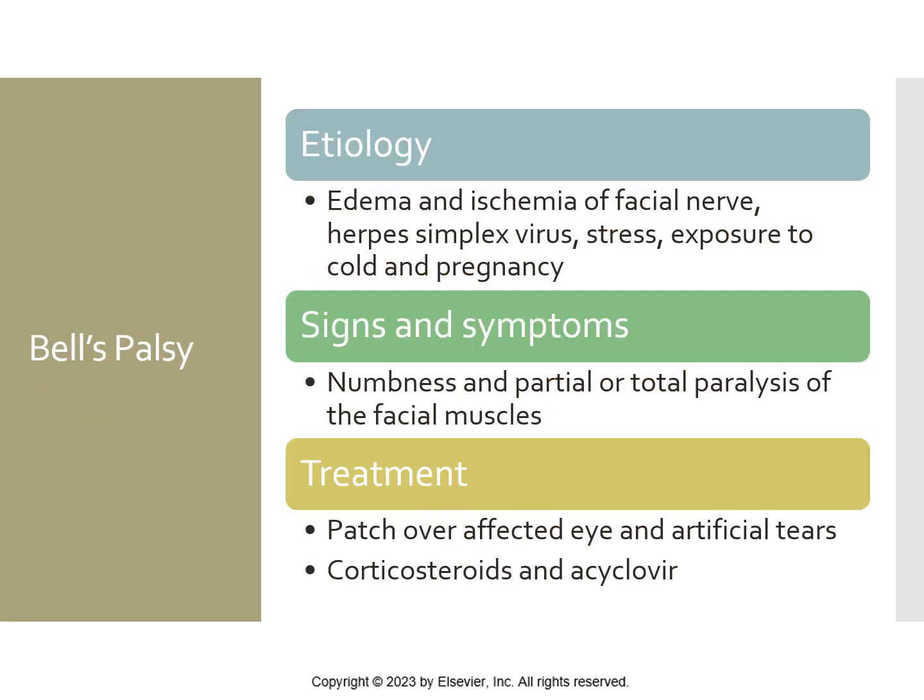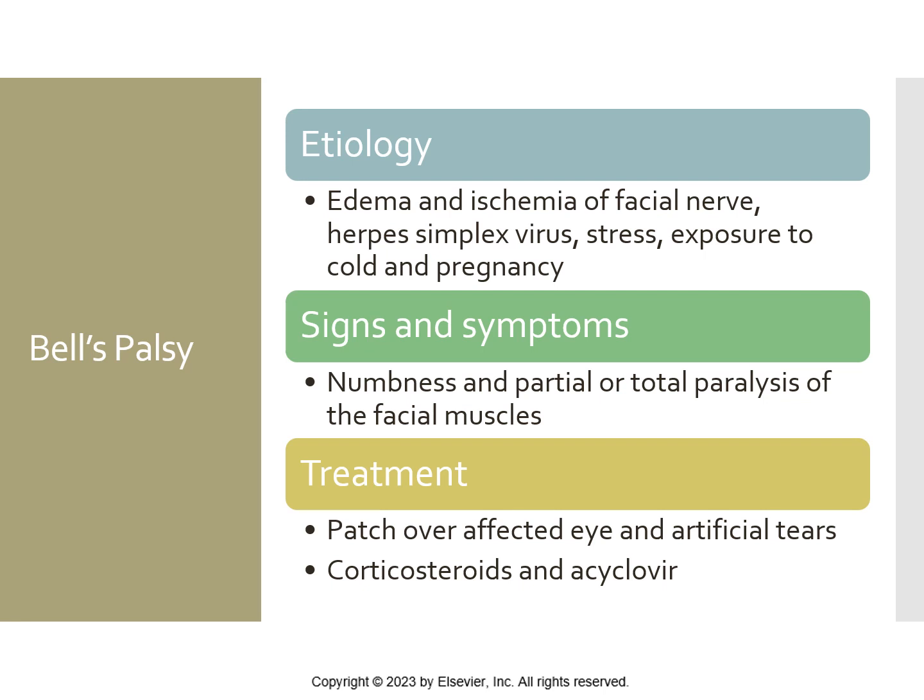Bell's palsy is a weakness or paralysis of the muscles supplied by the facial nerve. It usually affects only one side of the face and typically occurs in people older than 30 years. The herpes simplex type 1 and herpes zoster virus are believed to be a cause, and stress can also be a factor. Signs and symptoms include numbness and partial or total paralysis of the facial muscles that could occur suddenly or over a few days.